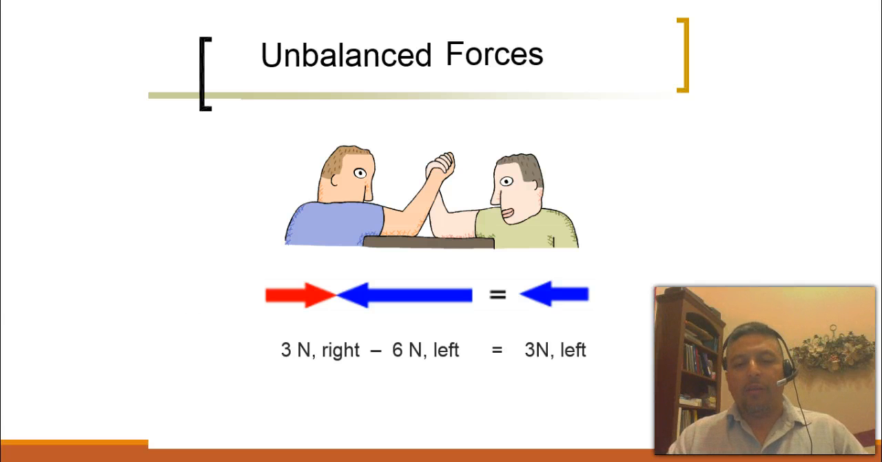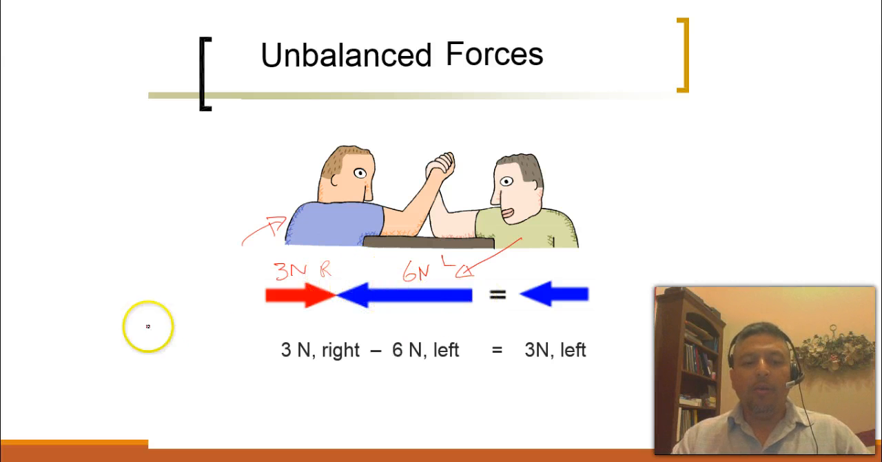Look at these two guys that are arm wrestling. Now, one of them is stronger than the other one, right? Obviously, this is the guy that is stronger. Take a look at it. He has 6 newtons going to the left. And this guy over here, even though he looks a lot stronger, he is not. He's actually half as strong as the other one. So he has 3 newtons going to the right.